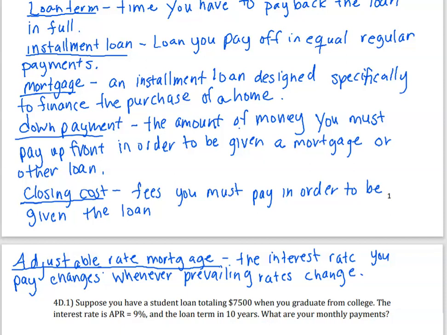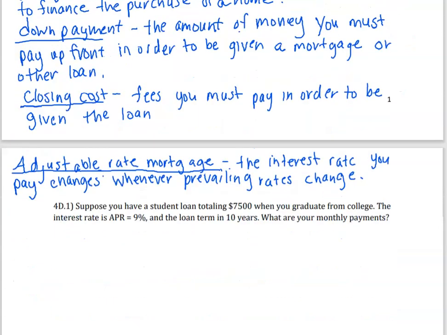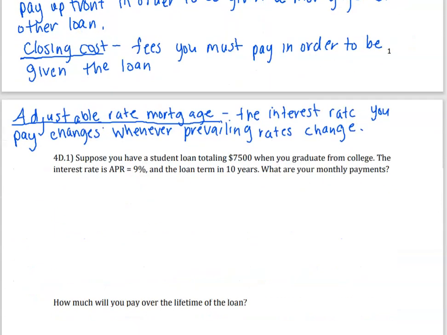I'm going to go on to the first example. It says, suppose you have a student loan totaling $7,500. And when you graduate from college, you owe this $7,500. The annual percentage rate is 9%, and the loan is for 10 years. What are your monthly payments? So basically you have 10 years to pay off this loan.